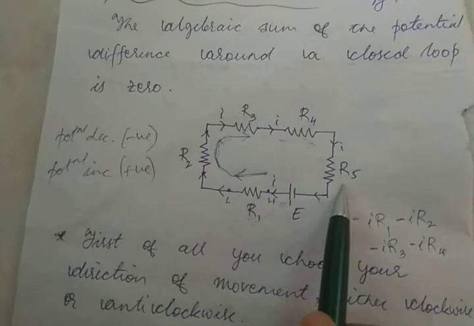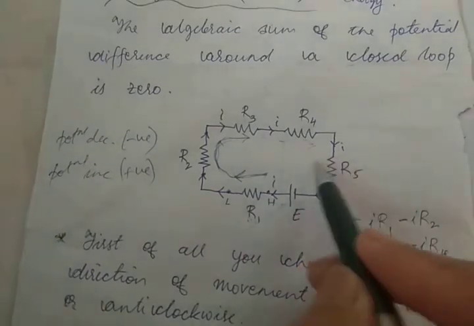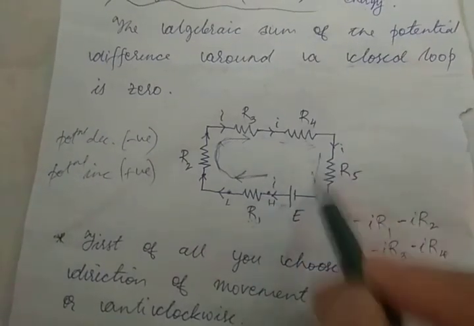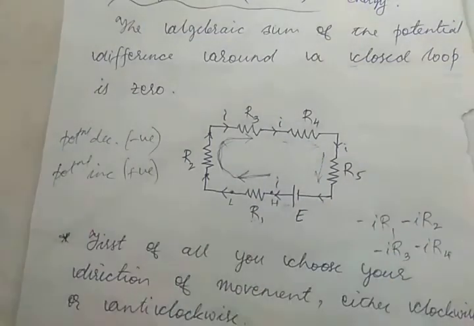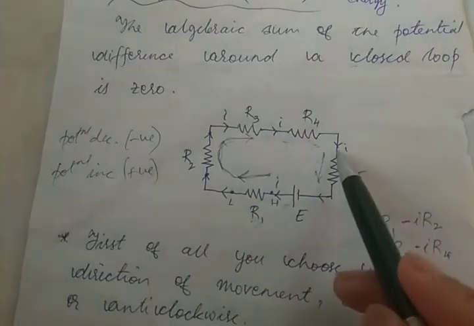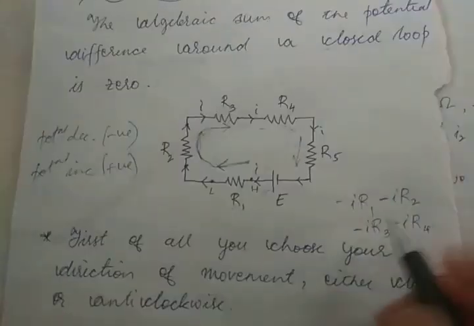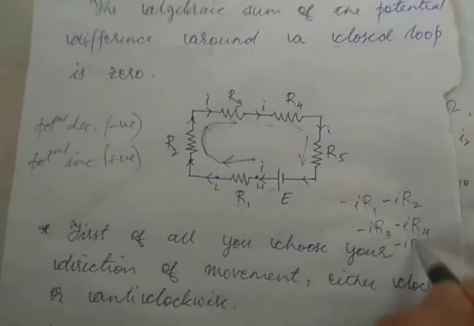And finally, resistor R5. We are moving in this direction since we've taken the clockwise direction of movement. So we are moving again from higher potential to lower potential. So this is minus IR5.